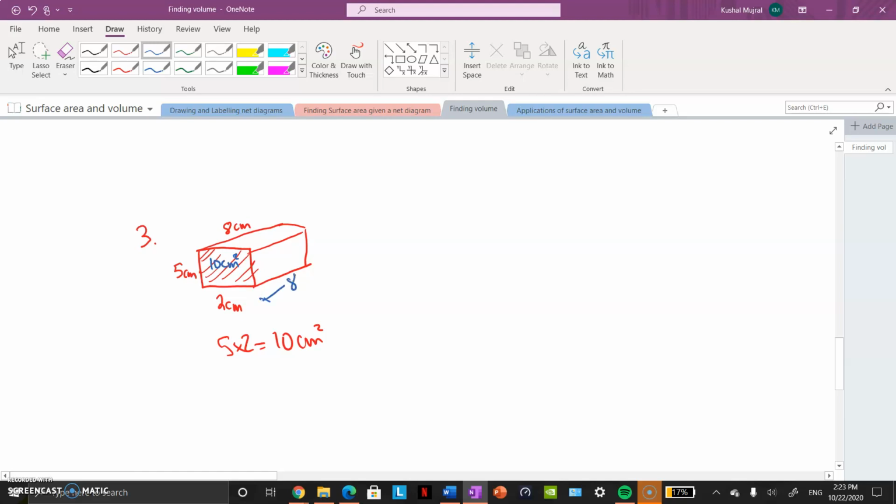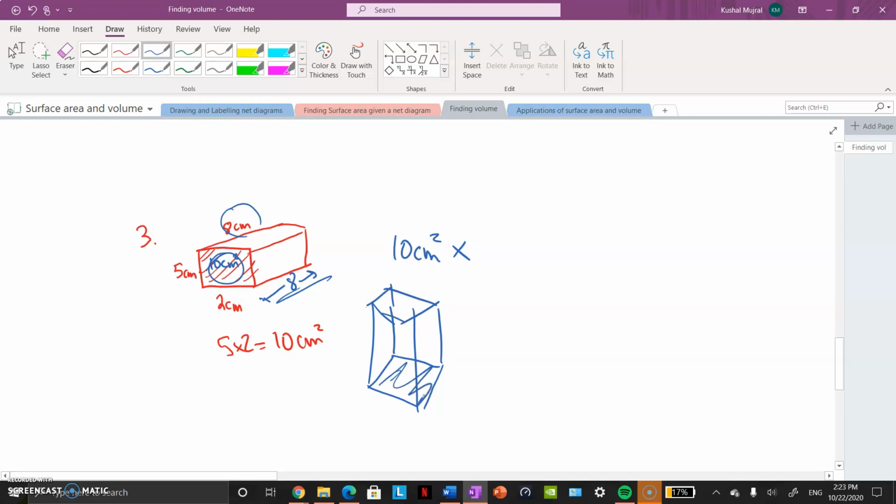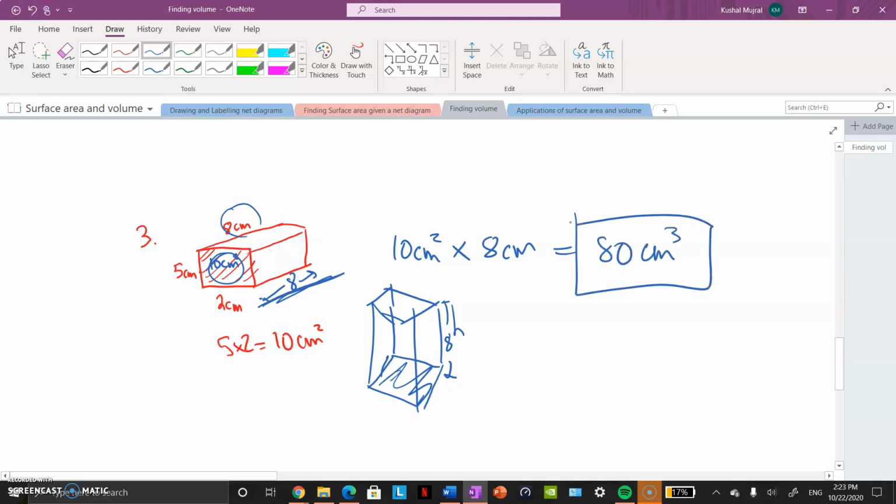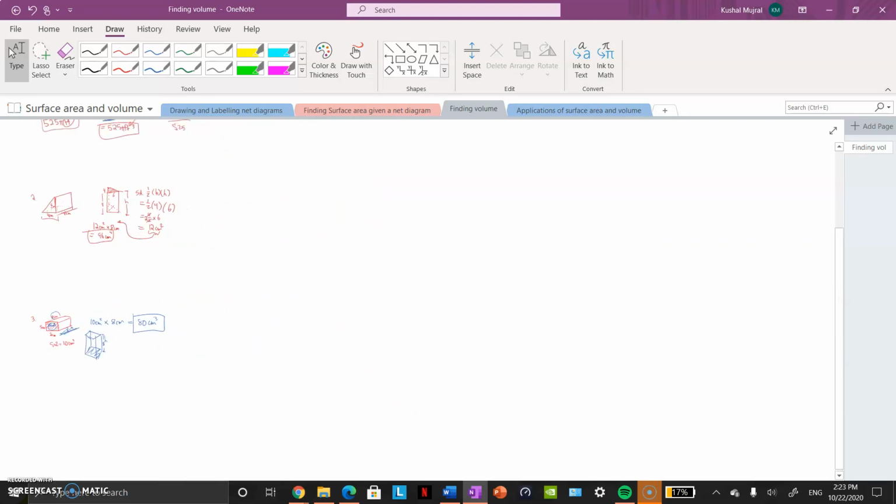And then this distance is 8, right? Just like it says over here. So we're going to multiply 10 cm squared by the height in this case. So like if we were to redraw it, it would be something like this, right? This is the surface area, this is the height, which is 8. So then we're going to multiply this by 8 cm, which is the height. So this becomes 80 cm cubed, and that's the volume over here. And that's finding volume of rectangular and triangular prisms and cylinders.